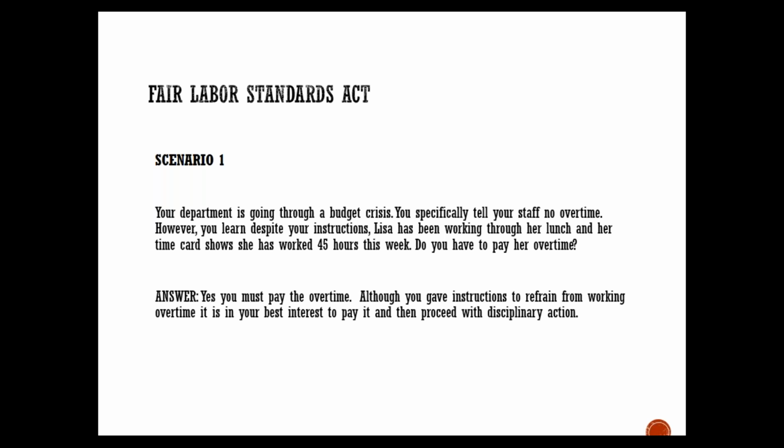And it sounds like it doesn't do much for morale, but you can turn it into a disciplinary action because what she did was disobey a direct order. However, since she worked that overtime by working through her lunch, and she's got those 5 hours of overtime, you still must pay it.